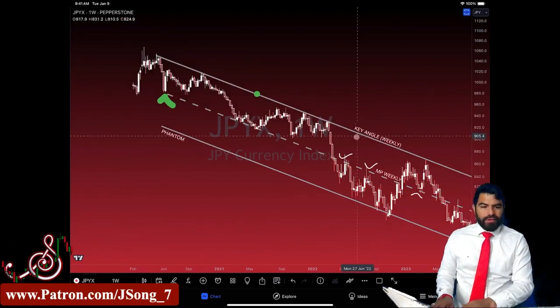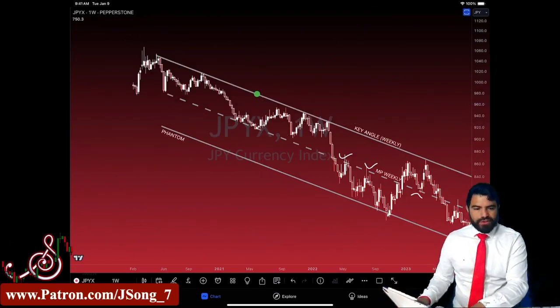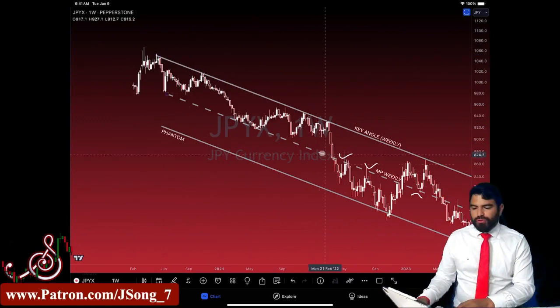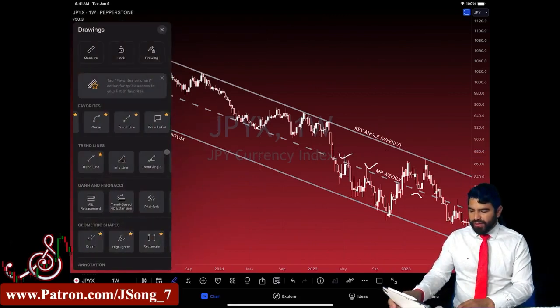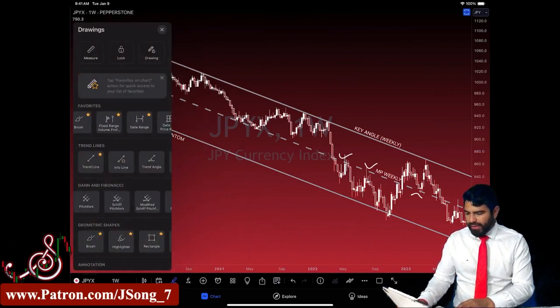Okay, so now we have a few angles from which to work with. You could draw this just using a pitchfork in the Gann tools, like a pitchfork.